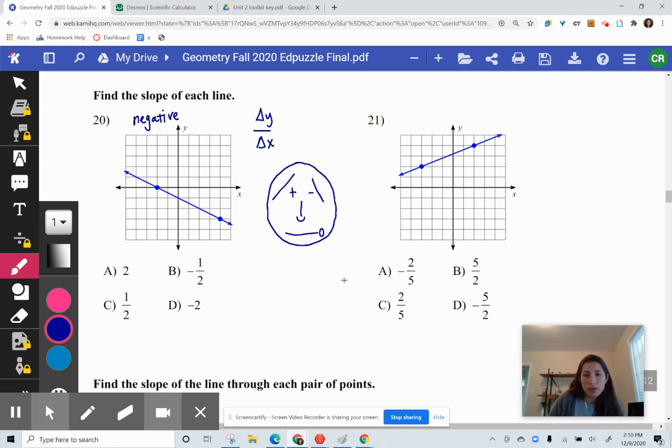And this one here, it's going up to the right. I know this is positive slope. And we don't have any examples of undefined and 0 for this. But undefined would be vertical, 0 would be a horizontal line. So what we want to do is create a little slope triangle.